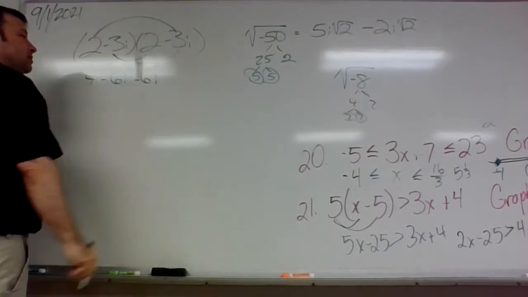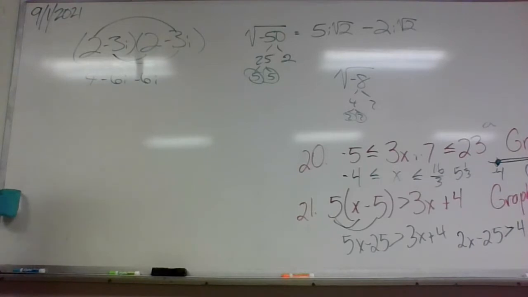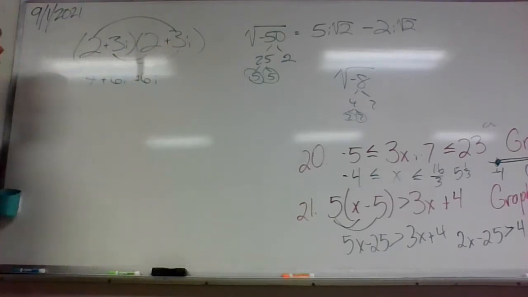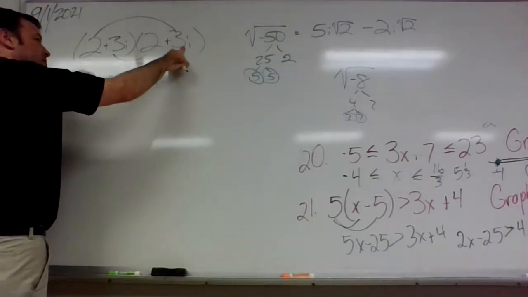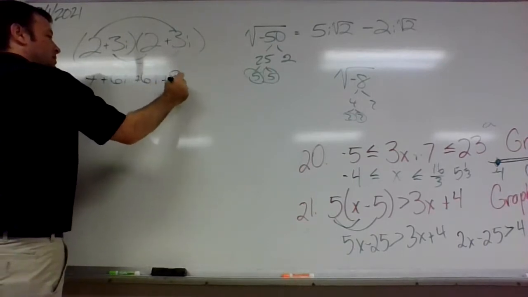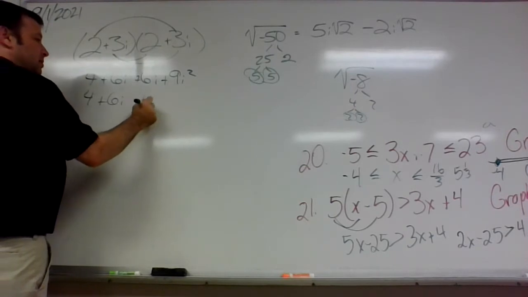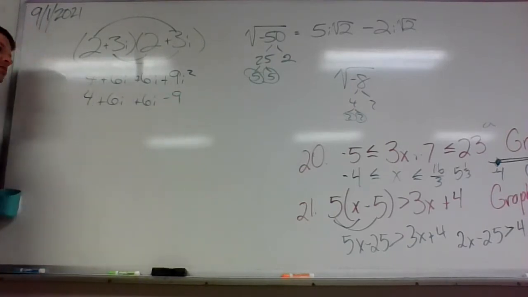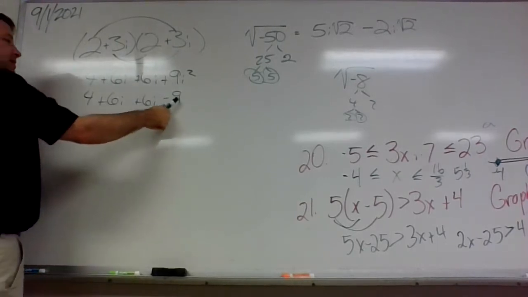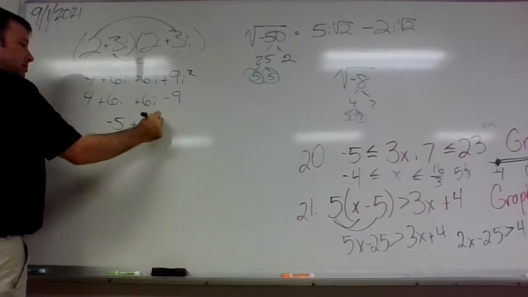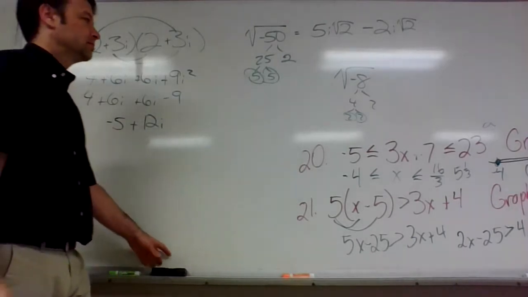Wait, why is it negative? Isn't it plus 6i minus 6i? No, it's just plus. Plus 6i and plus 6i, so plus 12i. Okay, and then 3i times 3i is 9i squared, which is minus 9. So 4 minus 9, negative 5 plus 12i.